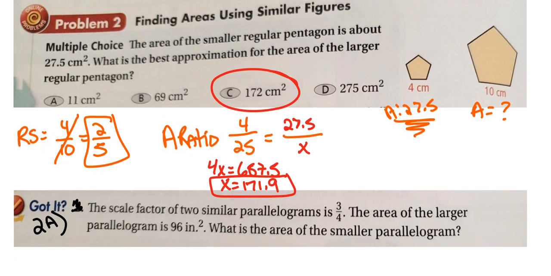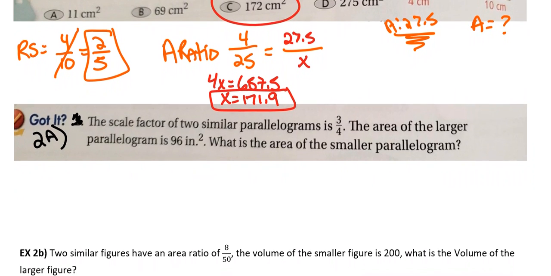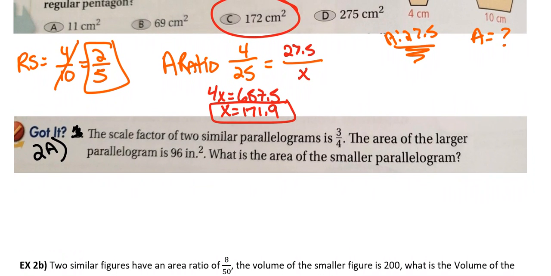All right, you guys try 2A. Pause the video for a second and see if you can figure that one out on your own. All right, so hopefully you gave it a try. The ratio of similarity is 3/4, which hopefully everyone could figure out the ratio of the areas. Should be 9/16.